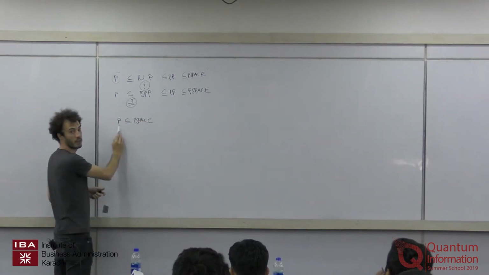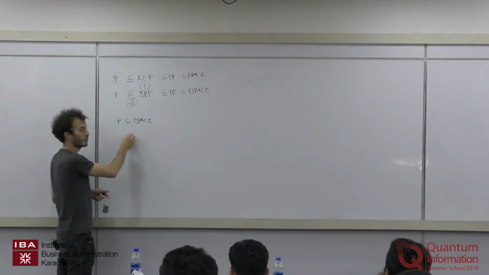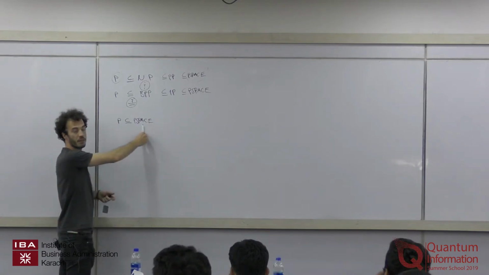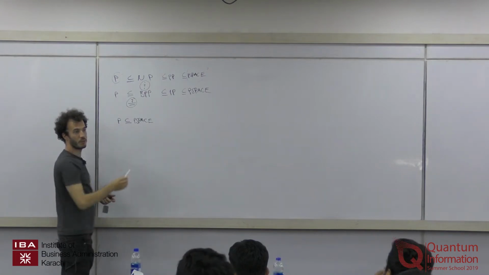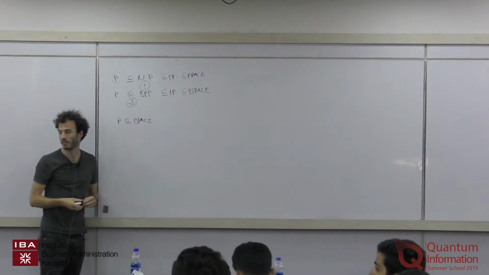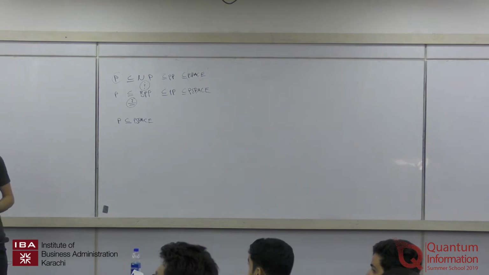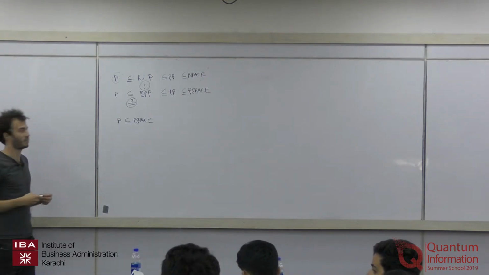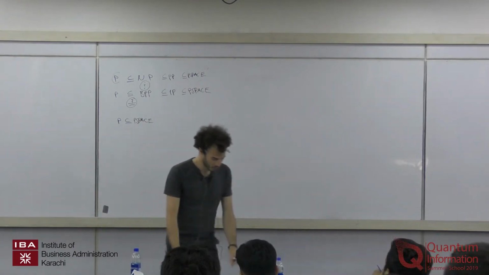So this is polynomial time. We can decide whether a word is in the language or not in polynomial time. Here, we can decide whether the word is in the language or not in polynomial space. Why does this hold? What is a simple argument for it? Because if you only have polynomial time, you can't write down more than polynomial space. Exactly, yes. Very good.